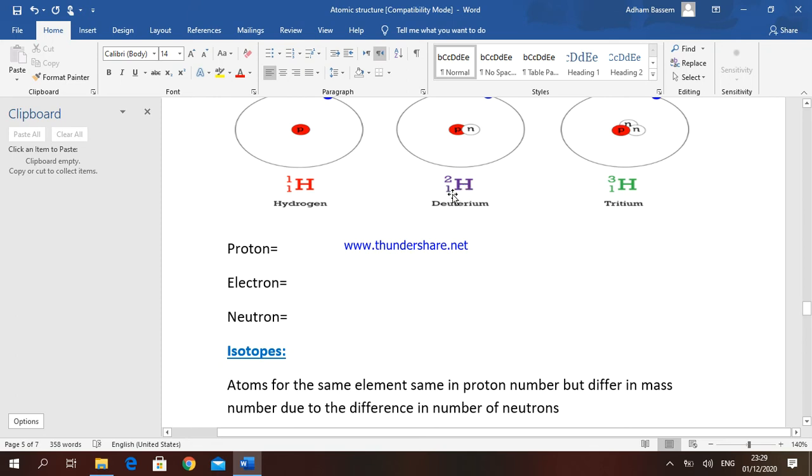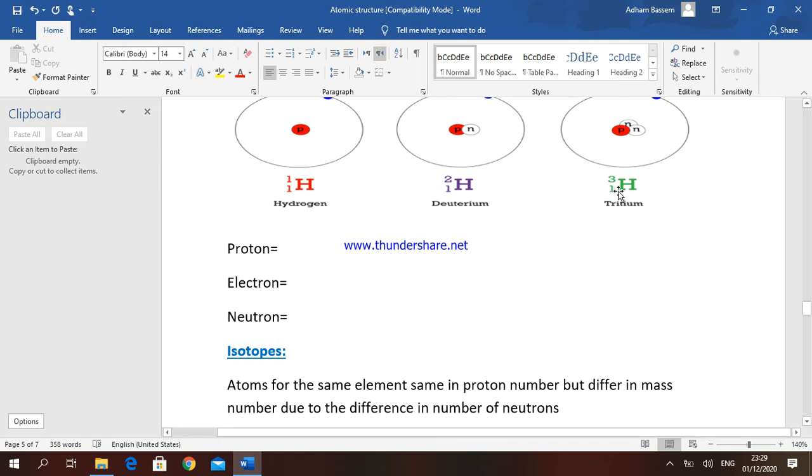Hydrogen, in this case, this isotope of hydrogen, its mass number equals 2, while atomic number equals 1, okay. So hydrogen has 1 proton, 1 electron, and 1 neutron. And in this case, we name this hydrogen deuterium.